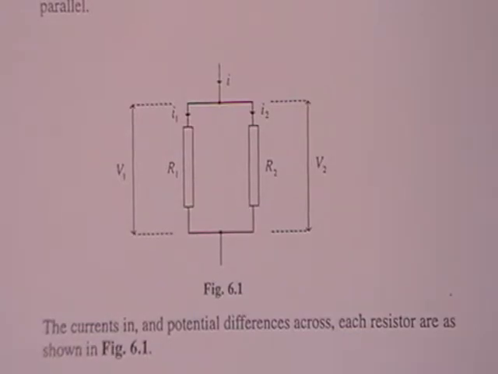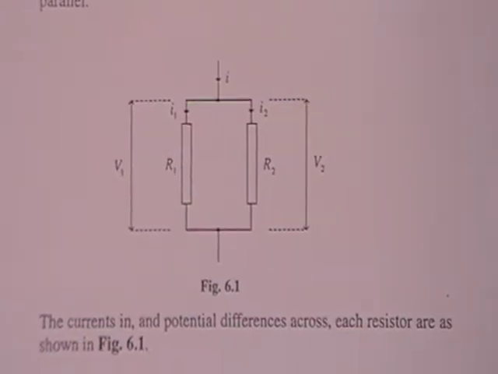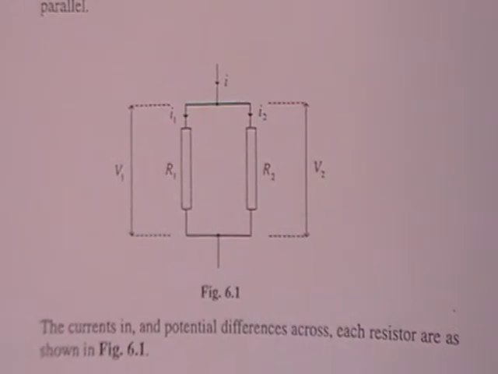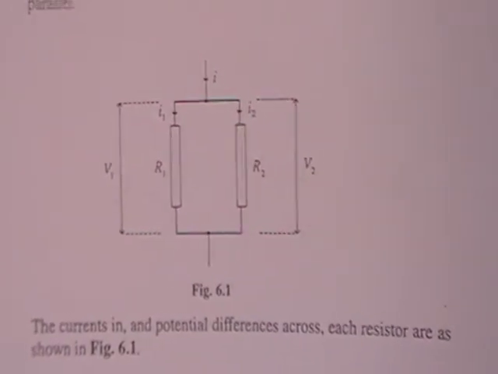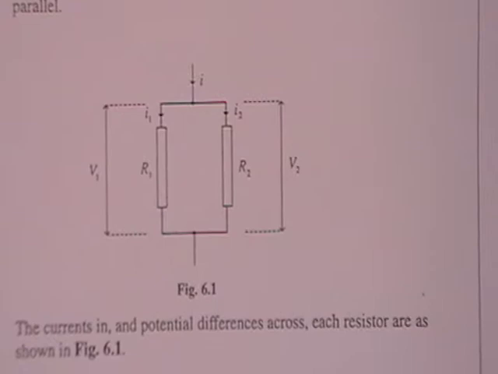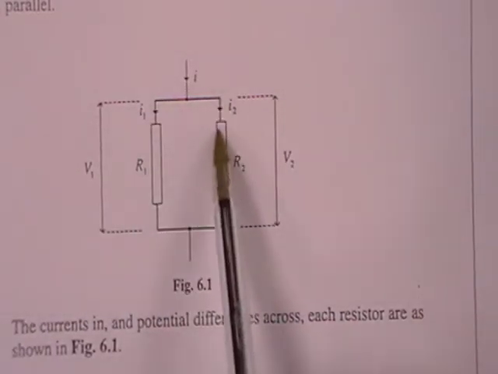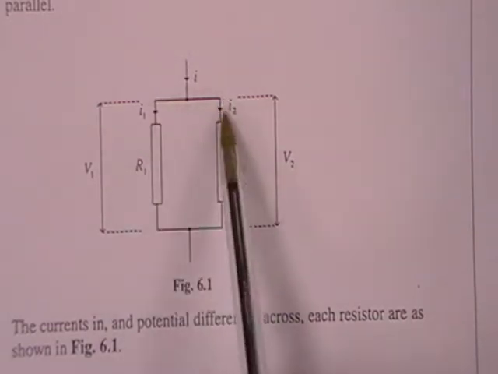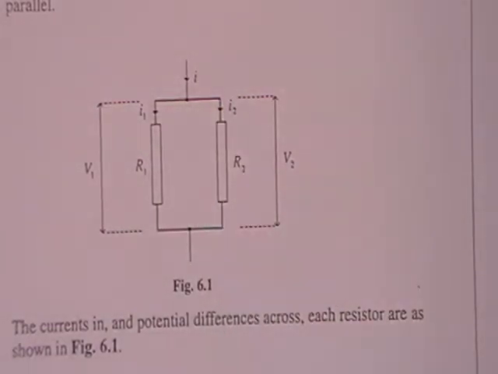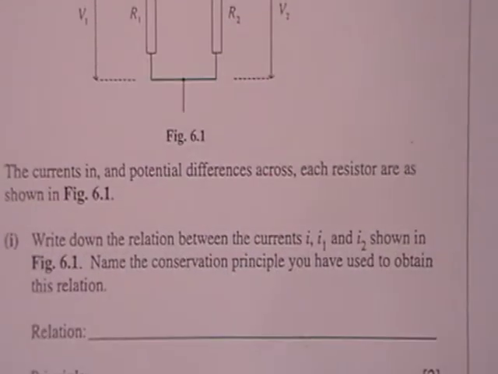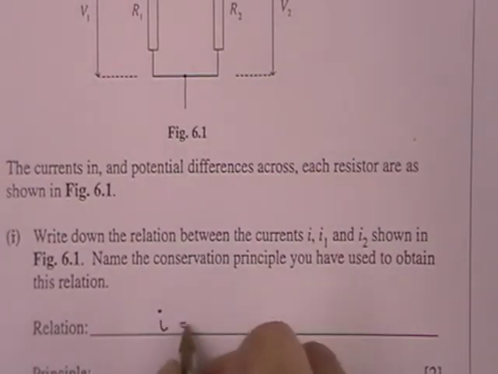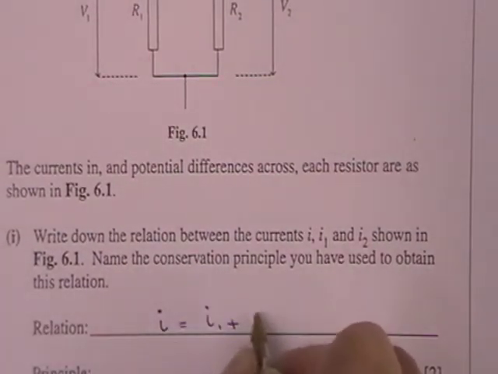Write down the relationship between the currents I1 and I2 shown in the figure. Now we've already done this in a previous question, so that's very straightforward. I is going to be equal to I1 plus I2 here, and that's the principle of conservation of charge. And so we're going to write in here I is equal to I1 plus I2.